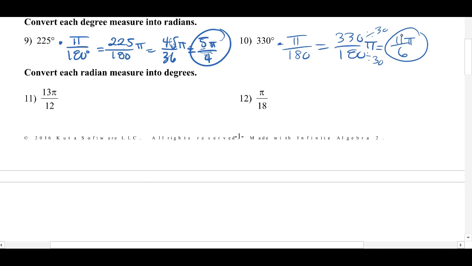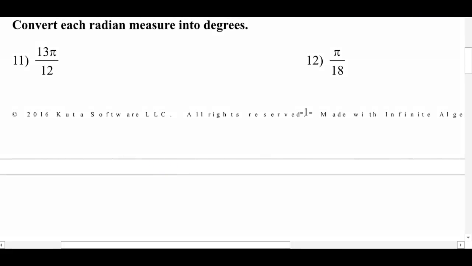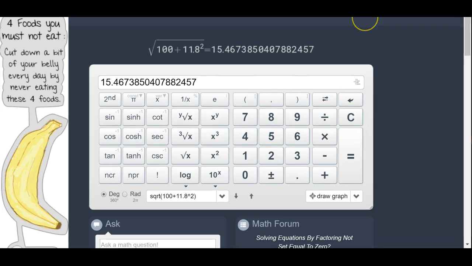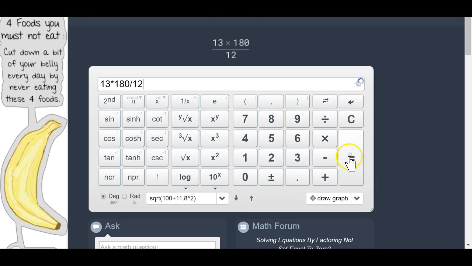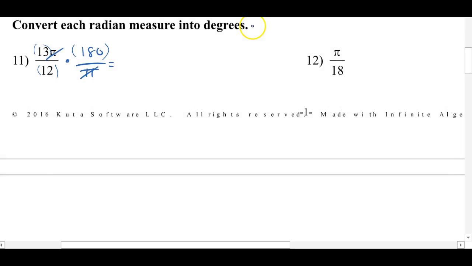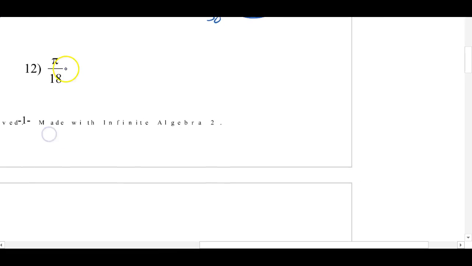Now for converting radians to degrees, you still multiply, but not pi over 180. You're going to do 180 over pi. And you'll notice that the pi will always cancel out. And now you're just going to multiply 13 times 180 and then divide by 12. Do that here on the calculator. 13 times 180 divided by 12, and we get 195. So 195 degrees.